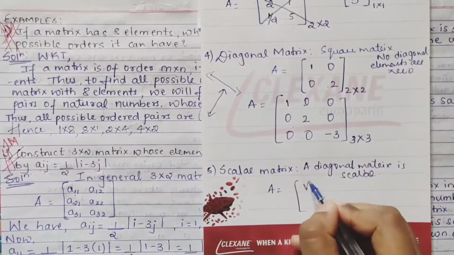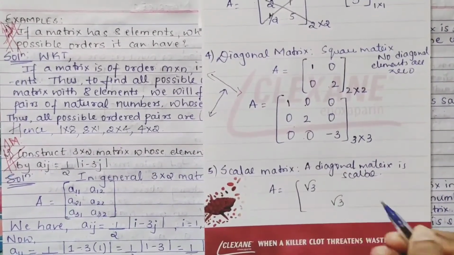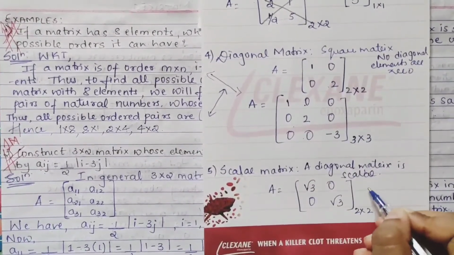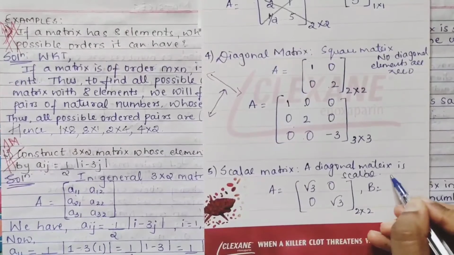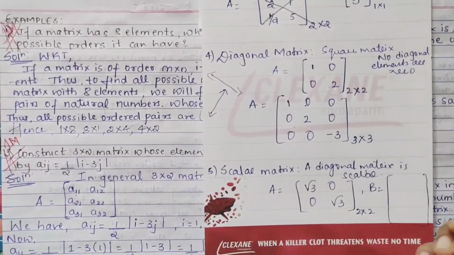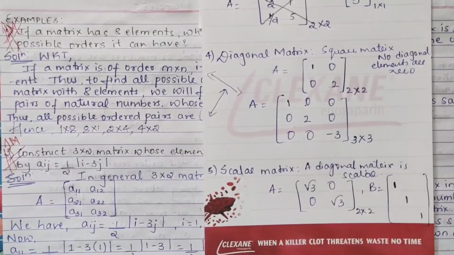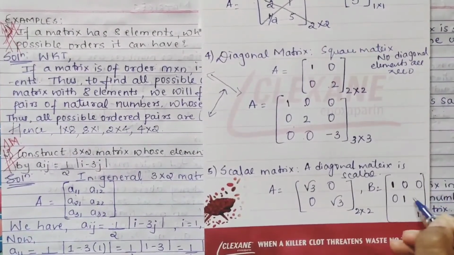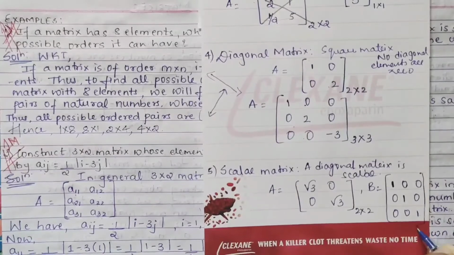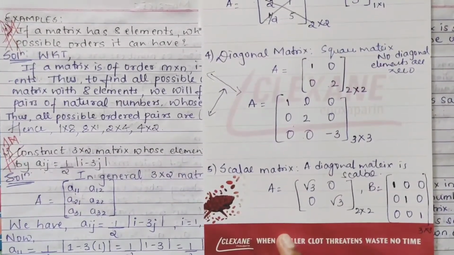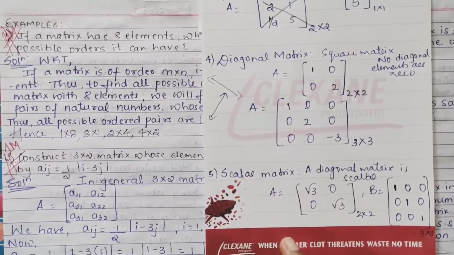For suppose I have taken here root 3, here also it will be root 3 and the other part will be 0. So this is 2 cross 2. In the same way, if I have taken 3 cross 3 order, if here it is 1, in all 3 rows it should be 1, and the other elements will be 0, and this is 3 cross 3. Yes, this is your scalar matrix. I hope I am clear on this.